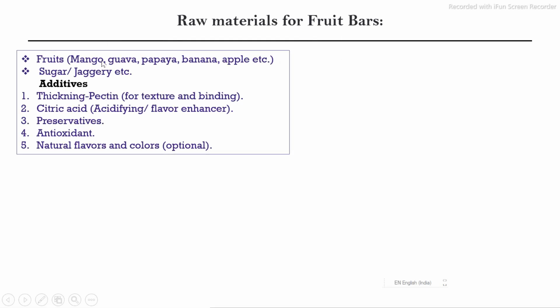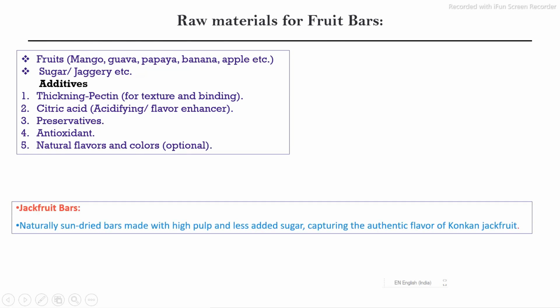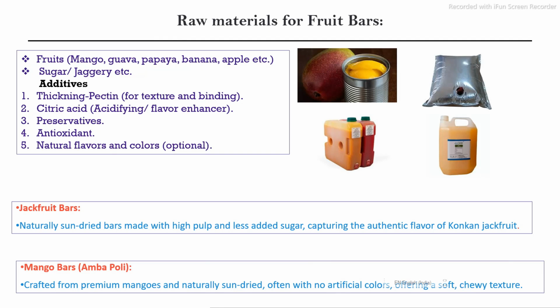Now the main ingredients required for the manufacturing process of the fruit bar. First is the fruit pulp, which may be used as fresh fruit pulp or as processed fruit pulp, such as canned thermal processed pulp, aseptically packed thermal processed pulp, or frozen fruit pulp. This fruit pulp is the main raw ingredient, with the addition of sweetening agents like sugar and additives, including a thickening agent like pectin in order to improve the textural property of the final product.